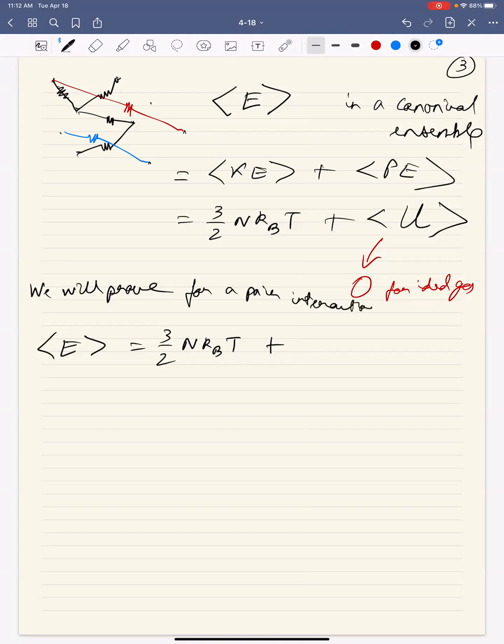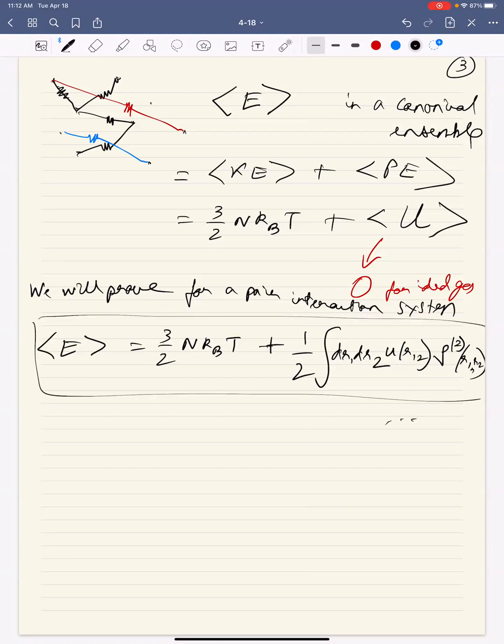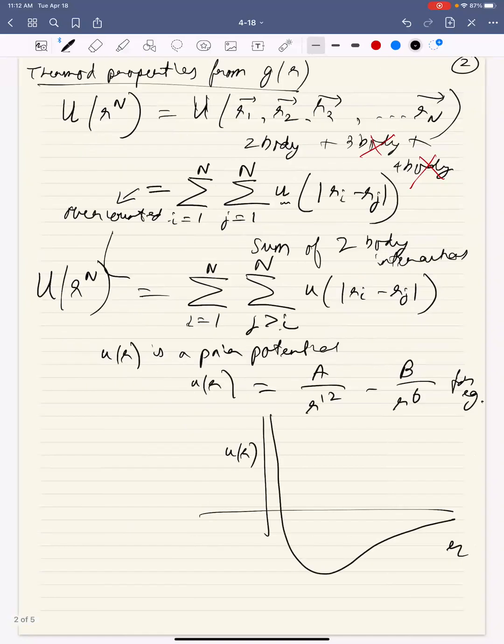So we have interactions, but they are only pair interactions. For a pair interaction system, this is half integral dr1 dr2 small u of r1, r2 multiplied by rho 2 of r1 comma r2. That's what we are going to prove. Now, where did my equation? Did I have an equation 1? Yeah, this is equation 1, and this is equation 2.